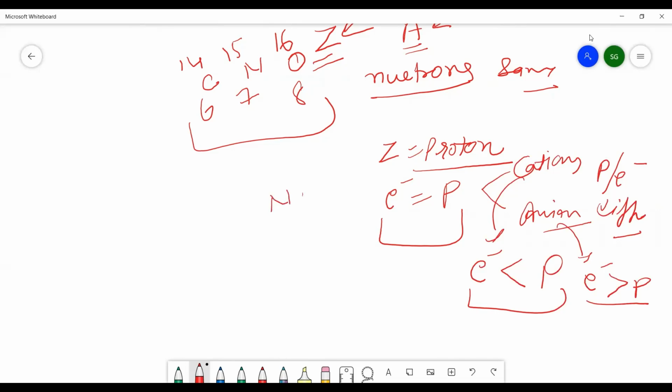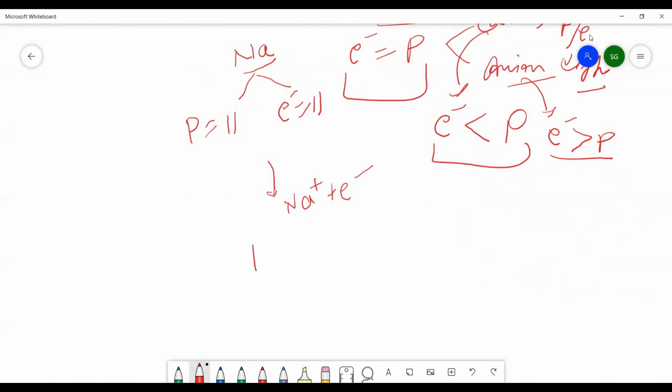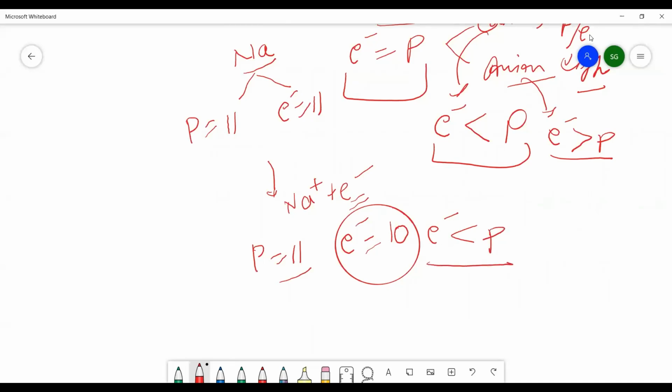You can take the very simple example of Na. Na has atomic number 11, that is, the number of protons is 11. The number of electrons is also 11 in case of Na. But whenever Na is converted into Na plus, because it is a metal and loses one electron, the number of protons remains the same, because the nucleus does not take part in any kind of reaction, and the electrons will be 10 because one electron is lost here. So you can see the number of electrons is less compared to the number of protons in case of cations.